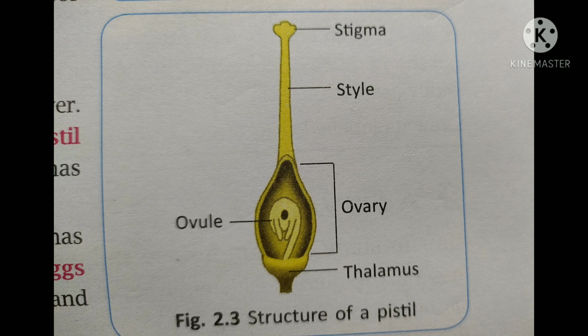Next you can see the thread-like structure known as style, which is the middle part of the pistil through which the pollen tube grows towards the ovary. Last is the stigma. Stigma is a knob-like tip of the style. It is sticky and it traps insects for pollination.